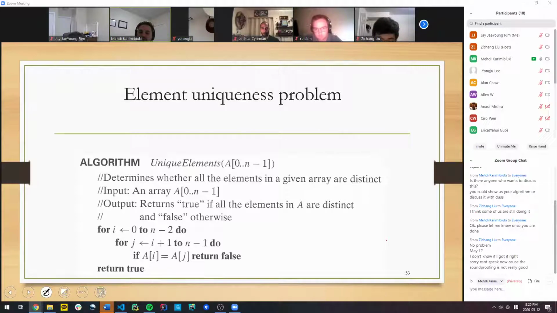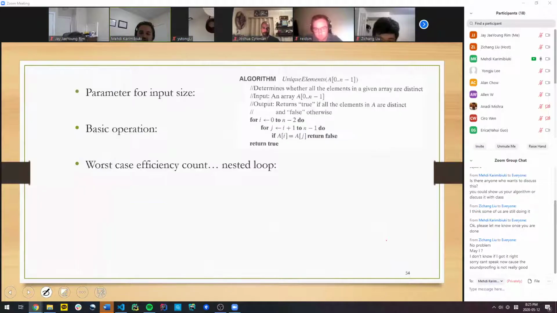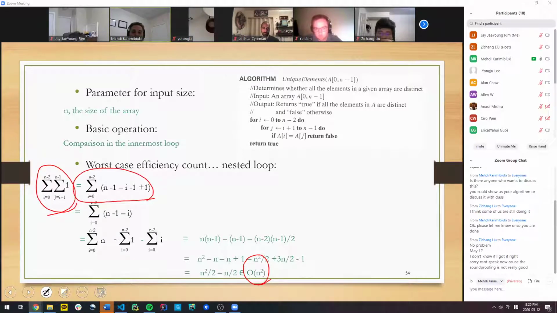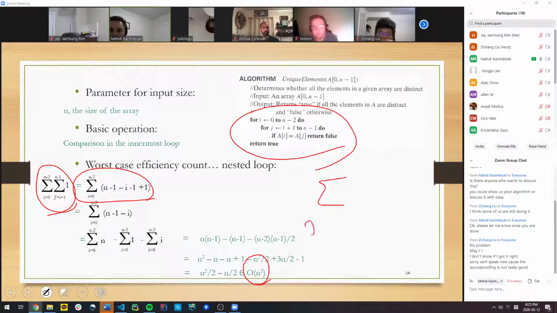I can say off the top of my head that this is going to be n squared because we have 2 for loops, and then we have to do calculations for those 2 for loops, right? So we have 2 for loops here. The first one is the inner one, so it's j equal to i plus 1 going up to n minus 1.